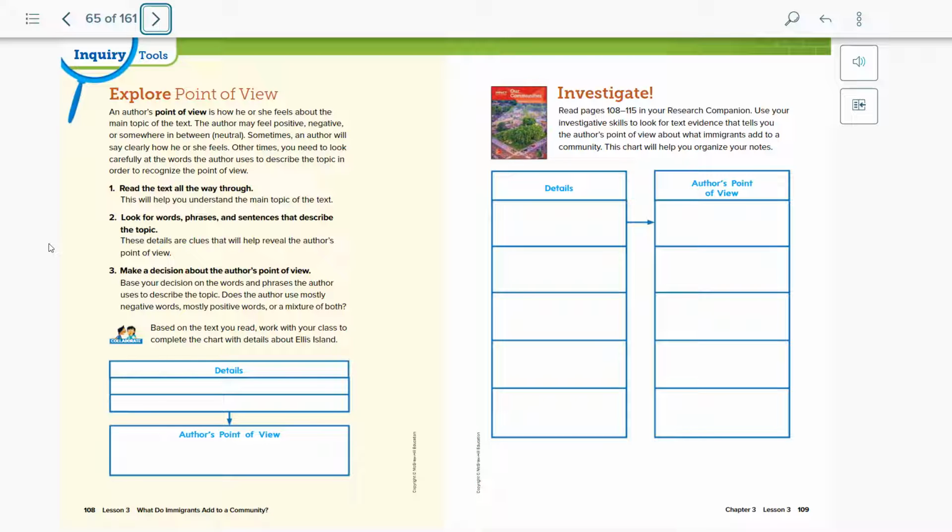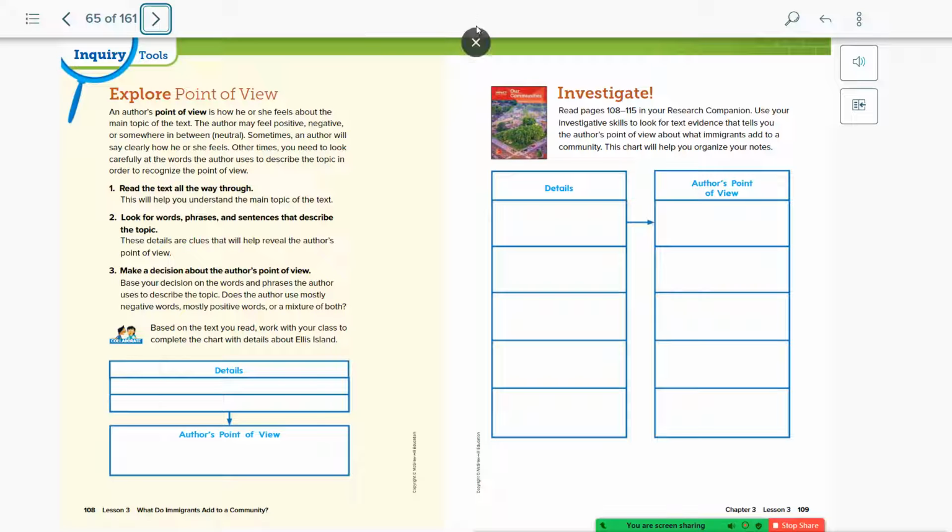Now on the next page, it says investigate. Read page 108 to 115 in your research companion. Use your investigative skills to look for text evidence that tells the author's point of view about what immigrants added to the community, and then use the chart to help you organize your notes. So we're going to come up with a couple different details, and we're going to write the author's point of view. How does the author feel or think? What is their opinion on this topic?